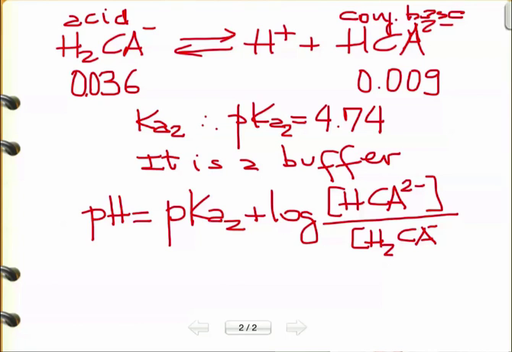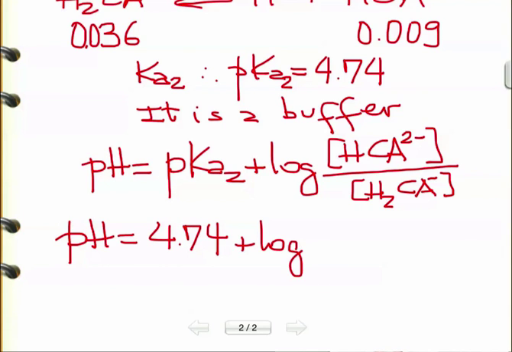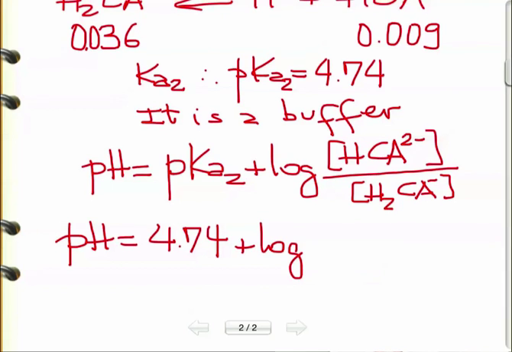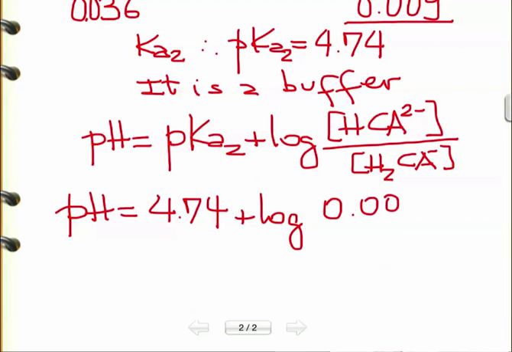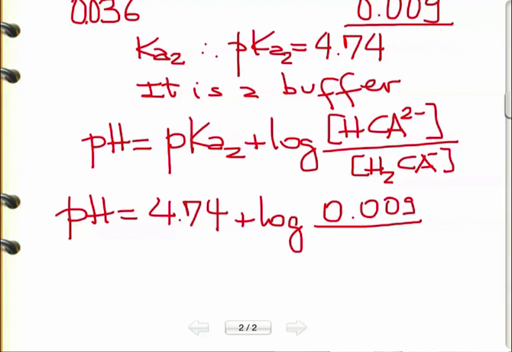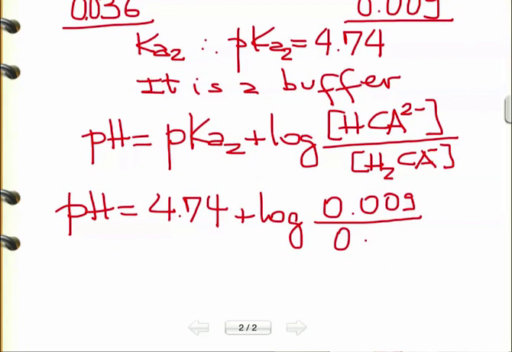Then pH is going to be equal to pKa2 plus the logarithm of 0.009, the HCa2 minus, divided by the concentration of H2Ca minus, which is 0.036. We plug in all these numbers, we calculate, and it gives a pH of 4.14.